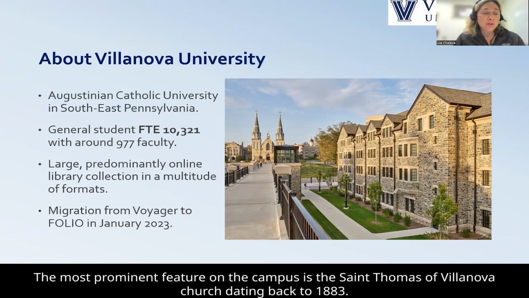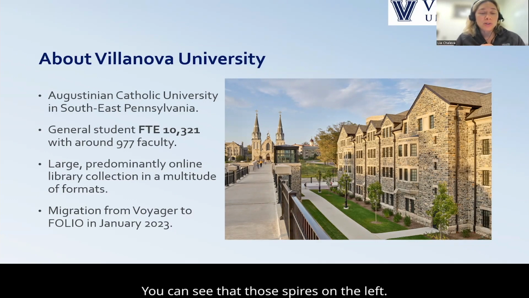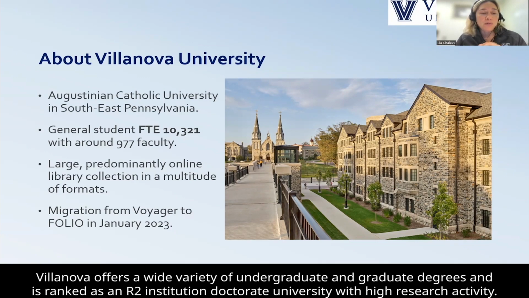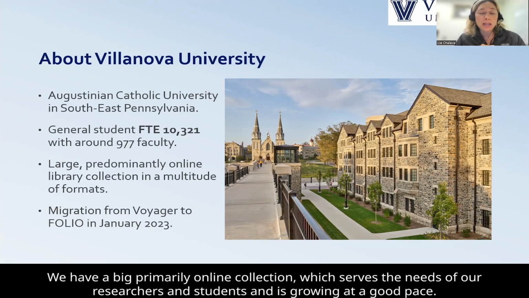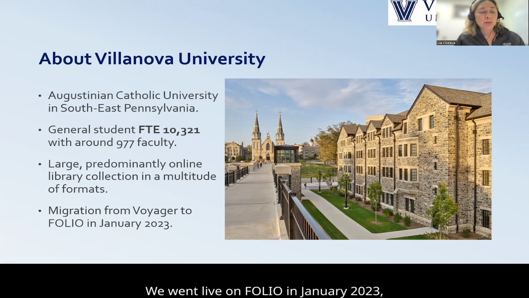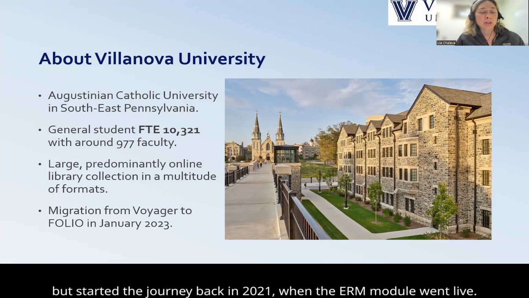The most prominent feature on the campus is the St. Thomas of Villanova Church, dating back to 1883. You can see the tall spires on the left. Villanova offers a wide variety of undergraduate and graduate degrees and is ranked as an R2 institution, doctoral university with high research activity. We have a little over 50 librarians and our own library technology department. We have a big, primarily online collection, which serves the needs of our researchers and students and is growing at a good pace. We went live on FOLIO in January 2023, but started the journey back in 2021, when the ERM module went live.